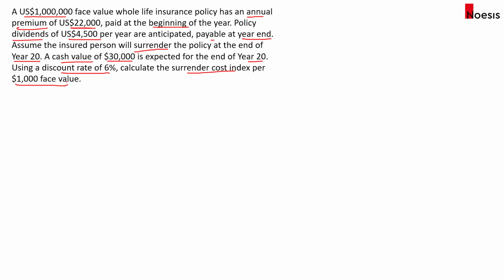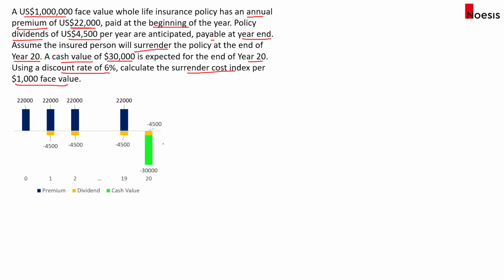So this time around, we have the premium, we have the dividends, and we also have the cash value at the end of year 20. So the cash value will also offset the premium. So what we'll do now is we'll calculate the future value of all this premium, and we'll calculate the future value of the dividends into a single amount. So let's first of all calculate the future value of the premium.